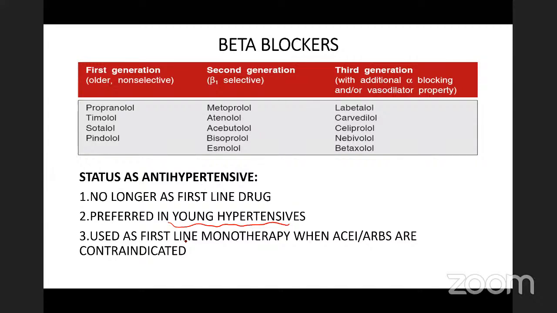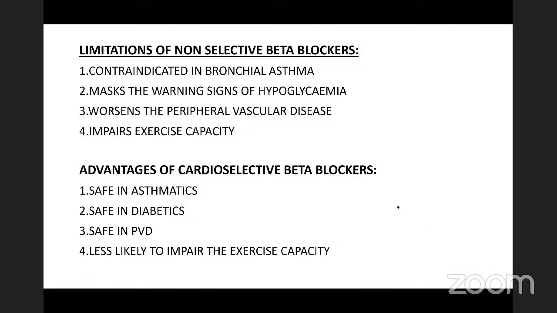Okay, it can be used as monotherapy when ACE inhibitors and ARBs are contraindicated. Whenever the patient has some contraindication for ACE inhibitors or ARBs, like pregnancy or any other contraindications, or if the patient does not tolerate the drug, in those conditions it can be used as a monotherapy as well as a first line drug, but not in general. So limitations: we know the side effect, because it blocks the beta 2 receptors on the lungs.